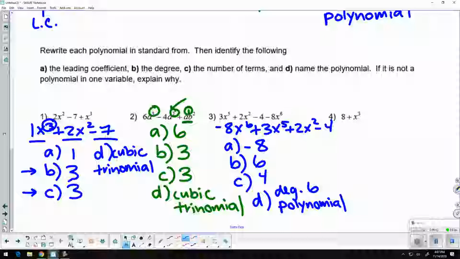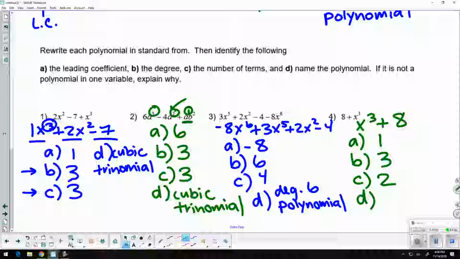And the last one, write this in standard form. So just switch these 2 around, be x cubed plus 8. So part A, leading coefficient is 1. Part B, the degree would be 3. Part C, the number of terms, there's only 2. And now part D for this one, well, based on the degree, it's a cubic again. Degree 3 is a cubic. And then, because there's only 2 terms, it's a binomial. So cubic binomial is the proper name.